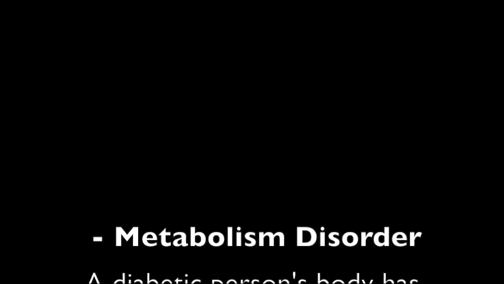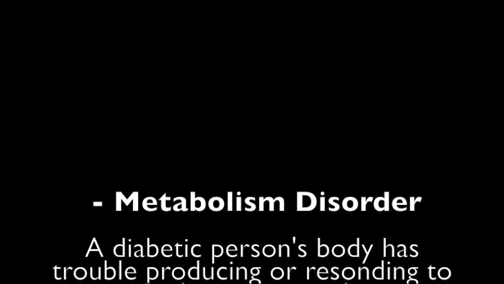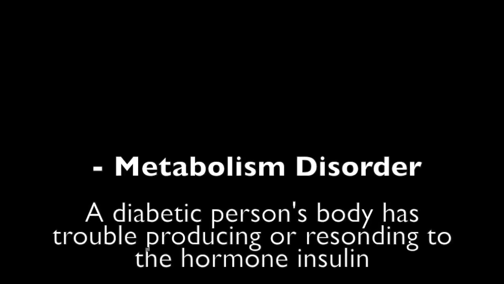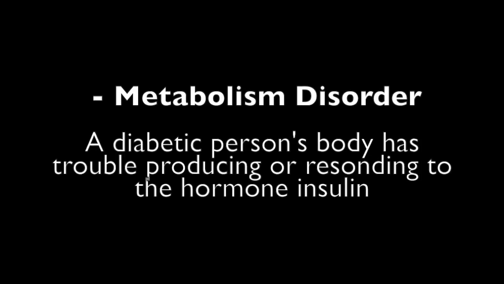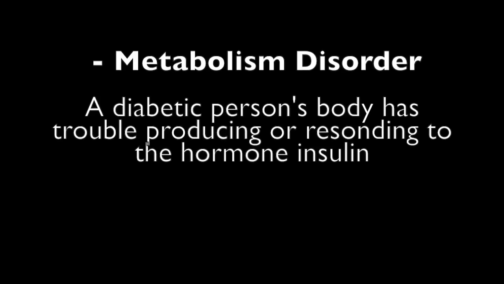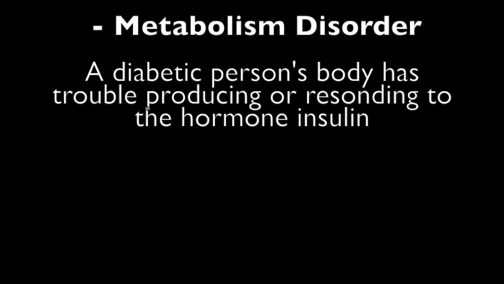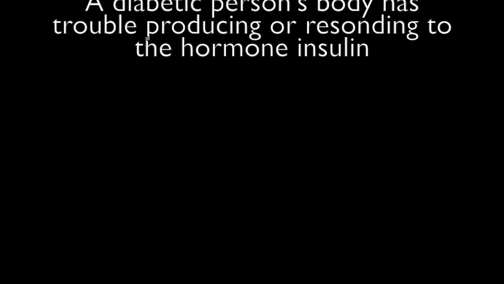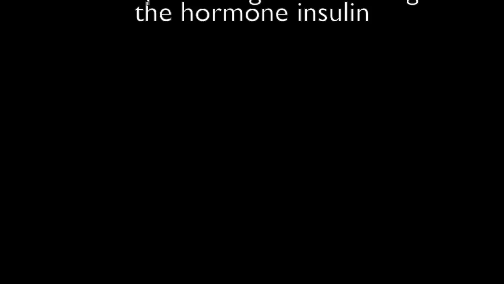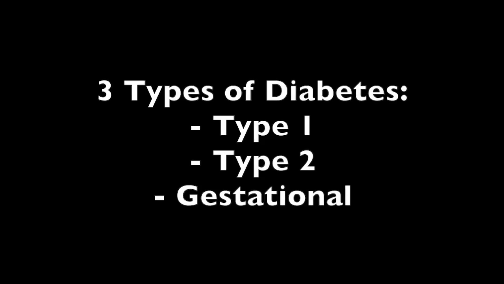A person suffers from a metabolism disorder when the chemical processes that maintain life in the body do not function properly. A diabetic person's body has trouble producing or responding to the hormone insulin. The pancreas is the organ responsible for producing and releasing insulin. When one suffers from diabetes, the pancreas produces little to no insulin, or the body does not respond properly to the insulin. There are three types of diabetes: type 1, type 2, and gestational diabetes. Sadly, there is no current known cure for diabetes.